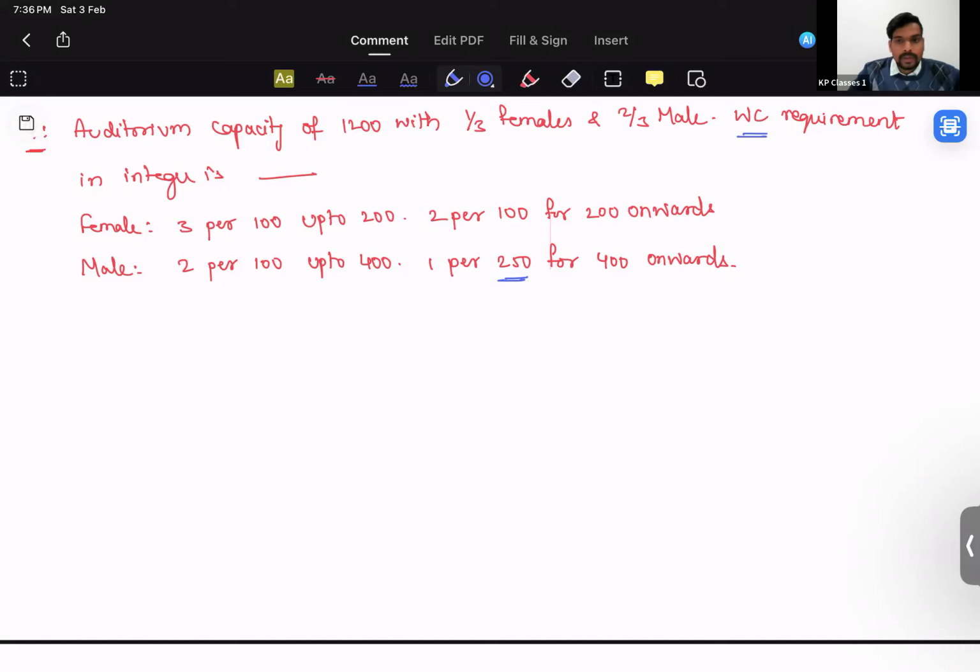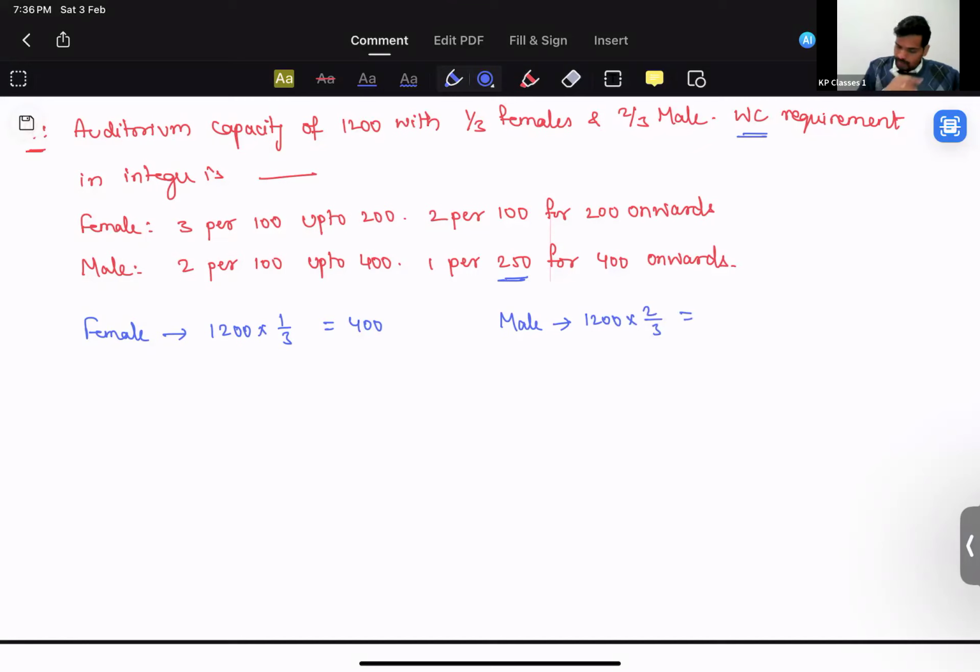Firstly, we need to find out what is the female population and the male population. Female population, let me write. The female population to be served by the washrooms will be 1200 into 1 by 3. One third of 1200 is going to be 400. Similarly, for the male proportion, it is two-third. Out of 1200, two-third comes out to be 800 persons. Now for 400, first let us solve the female part.